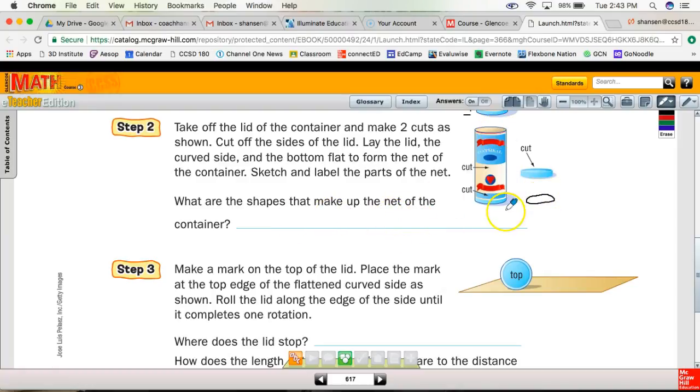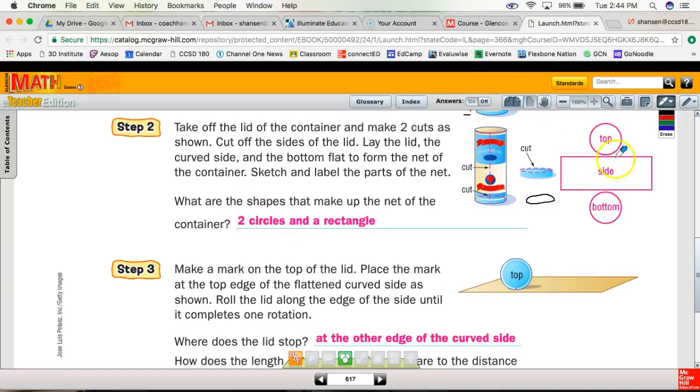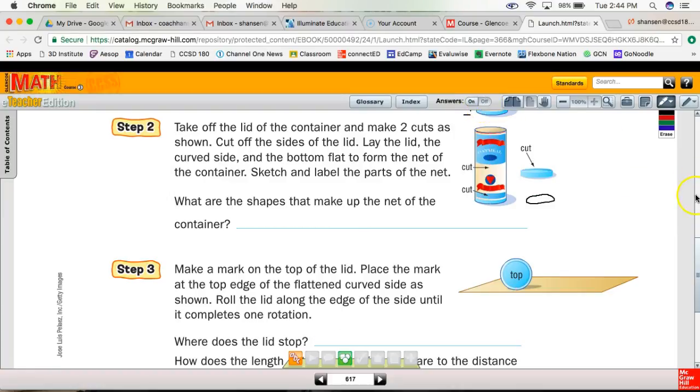And when you cut this and lay it out flat, I think we mentioned, if you unfold the piece of paper, you have a rectangle. So what are the shapes that make up the net of the container? You should have two circles and a rectangle. There you are right there. Okay, if you want to draw that, great. If not, no big deal. You can visualize it. But you have two circles and a rectangle that make up the net of the figure.